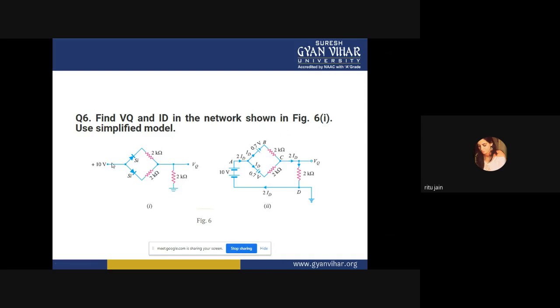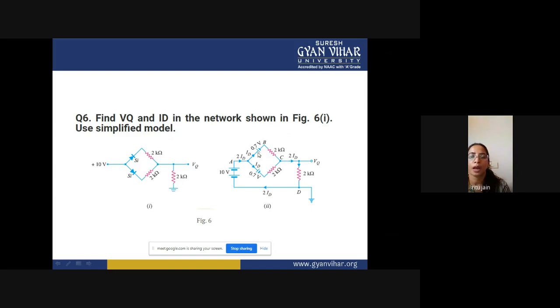If you want to solve this numerical, first you have to simplify this circuit diagram, by which you would be able to find the voltage at this terminal and the current flowing through the diode. This is the simplified diagram. This is your 10-volt battery, and we have connected a bridge where we are using two diodes and two resistances. These diodes are made of silicon. That's why the voltage across these diodes when they are conducting is 0.7 volt.